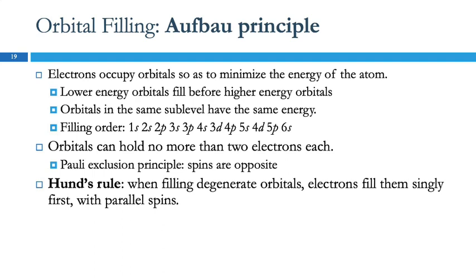Getting to more principles, Aufbau principle and Hund's rule. So the electrons are going to occupy the orbitals to minimize the energy of the atom, meaning they're going to go into the lowest energy orbital.